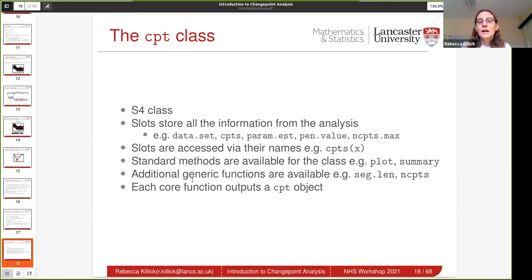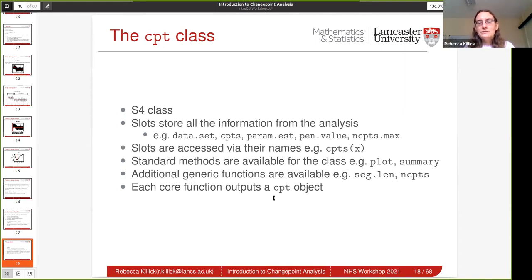Okay. The way that we access information from these objects is by using the slot names. Whereas in an S3 class, if you've labeled something out, you do out dollar CPTS for the change points. That's not how we do it in the S4 class. If you're used to that sort of notation, you could replace the dollar sign with an at sign, but it's not as easy to find what the names are as it is for the S3.